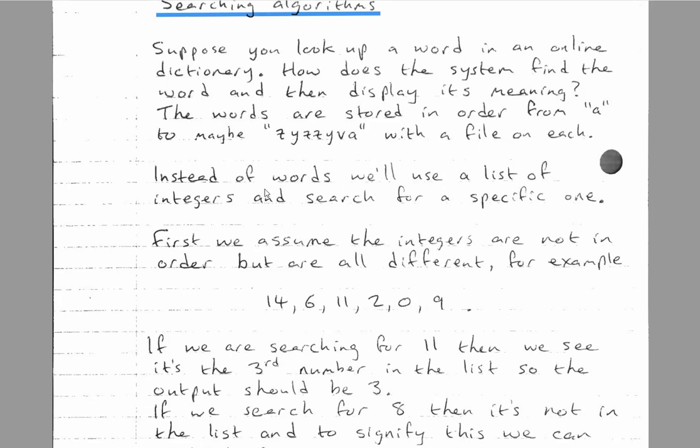Instead of words, we could be searching a list of integers. Again, maybe that's slightly easier. We'd like to know where in the list a particular integer is, or figure out if it's not in the list. So searching, in this context, just means searching for something particular in a list.